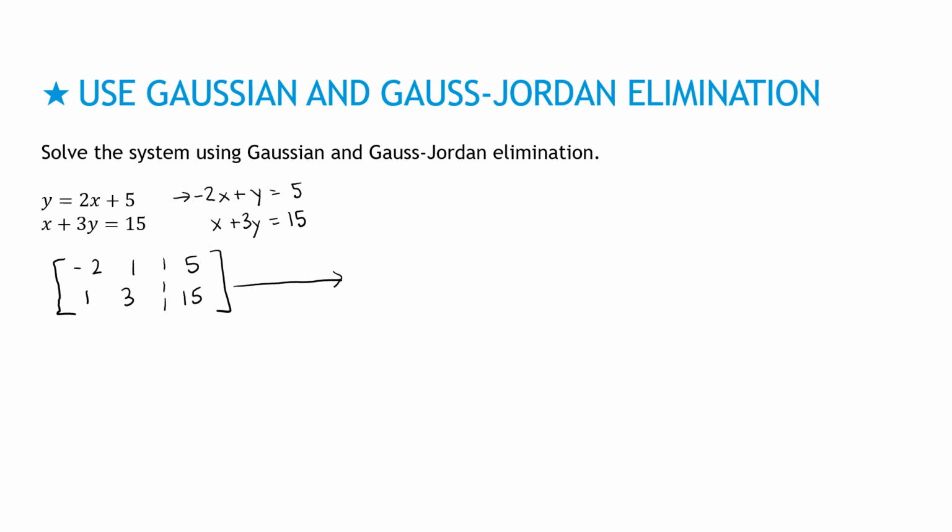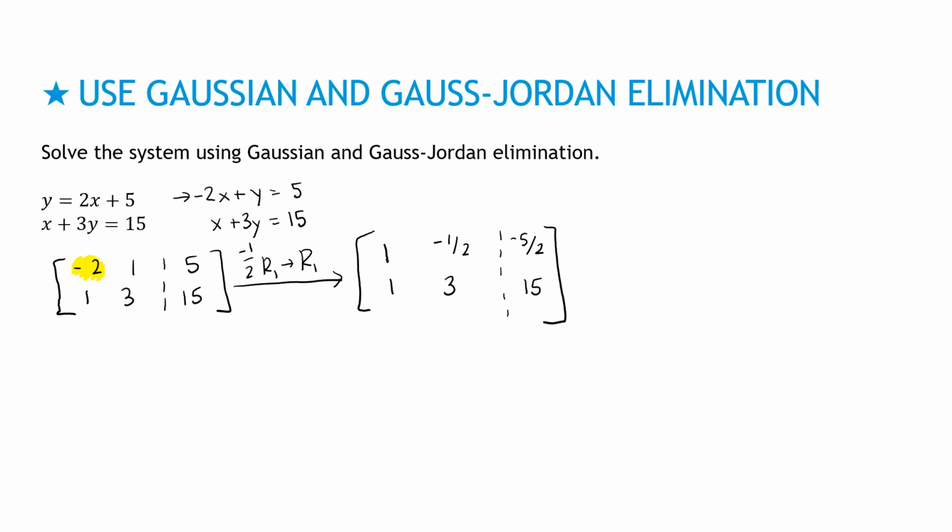I'm going to follow the same steps. So my first step is I'm really going to try to make this into a 1. And so let's do that. Let's take my first equation times negative 1/2. So negative 1/2 row 1 is going to be my new row 1. I'm just going to do the same basic process I did last time. So negative 1/2 of negative 2 is 1. Negative 1/2 times 1 is negative 1/2. Negative 1/2 times 5 is negative 5 halves. Row 2 remains exactly the same.